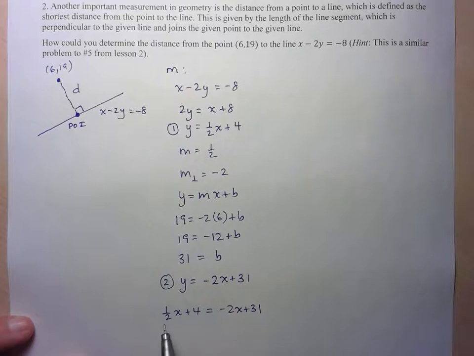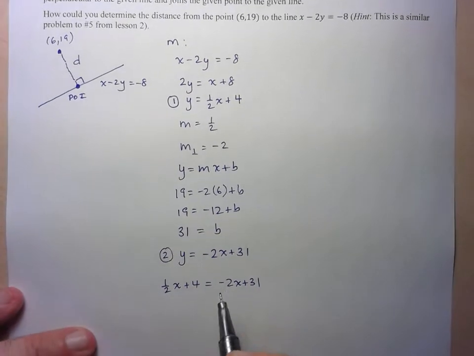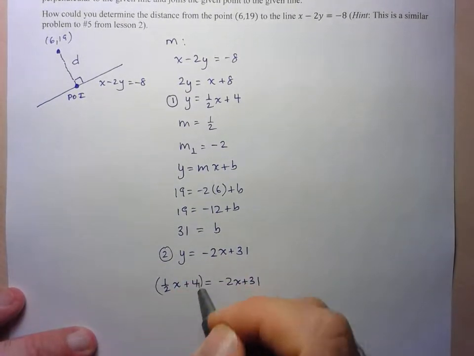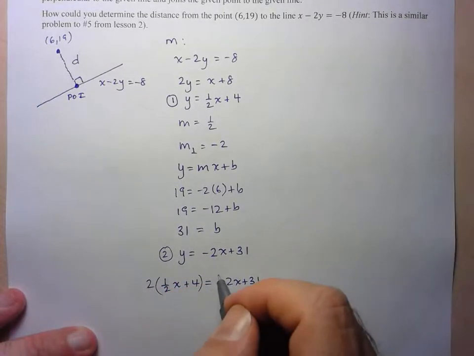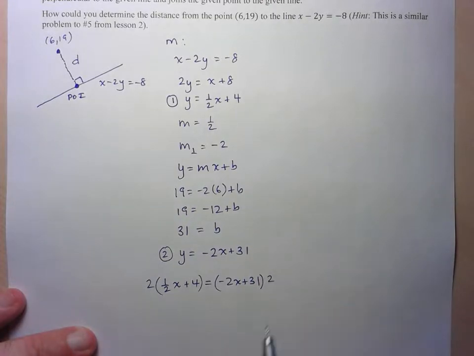Now, instead of working with the fraction, I'm going to use that trick of just eliminating all denominators. So I need to multiply by the lowest common denominator. 2 is the only denominator, so I'm going to multiply both sides by 2. Okay, and what do we have?